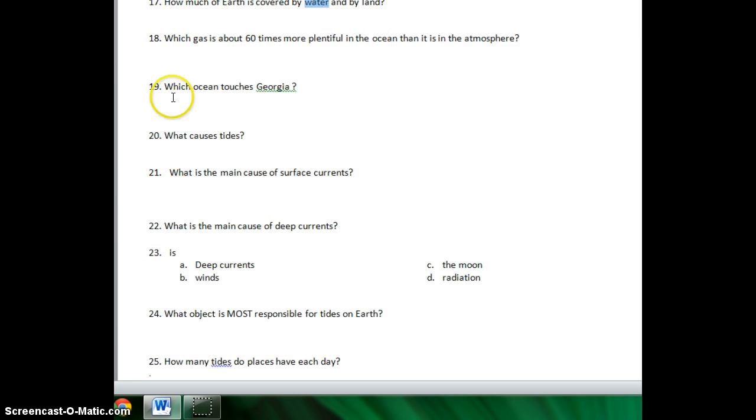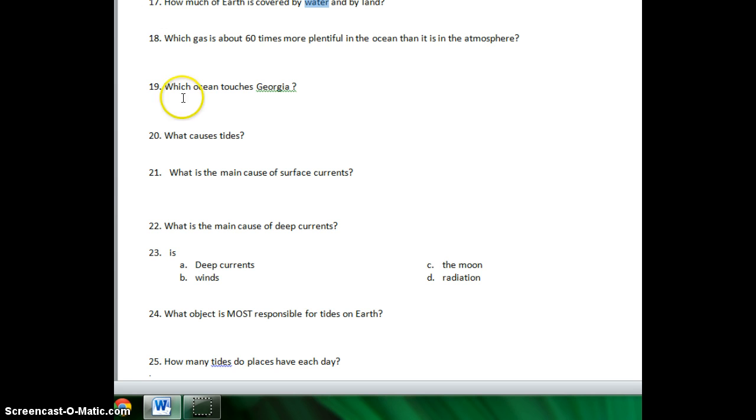Number 18 says, which gas is about 60 times more plentiful in the ocean than it is in the atmosphere? That's carbon dioxide. Number 19 says, which ocean touches Georgia? That's the Atlantic Ocean. You also should know that the Pacific Ocean is the largest and the deepest ocean. It's also where the Marianas Trench is, and that's the deepest part on Earth.